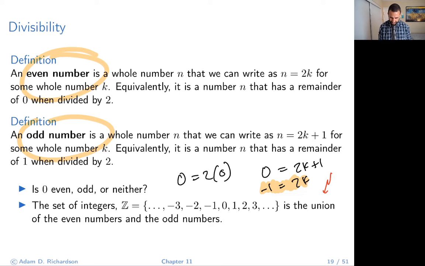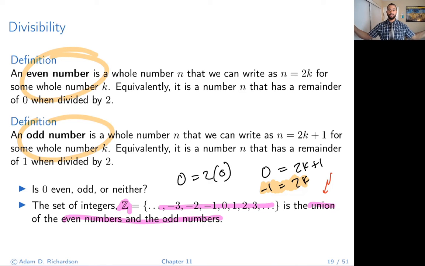Okay. So the other important thing is this. The set of integers is denoted by this fancy Z, and it's the set of positive and negative whole numbers. That's what it is. The union of the even numbers and the odd numbers. One of the nice things about the even numbers and the odd numbers is that they partition the set of integers, which means that if you have this set, then your number must be even or odd, which is really handy because that's like a binary relationship, right?